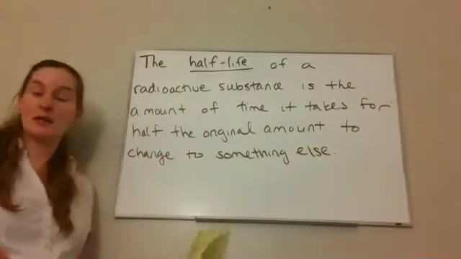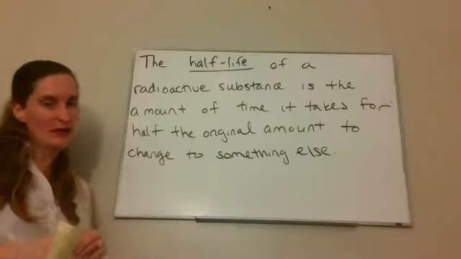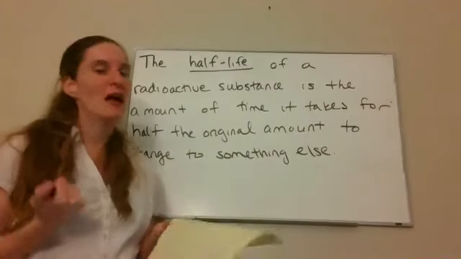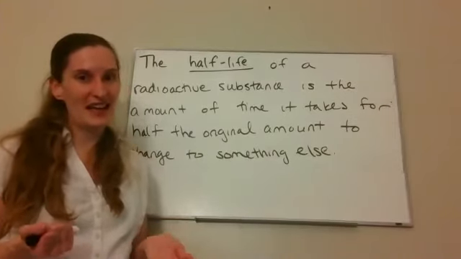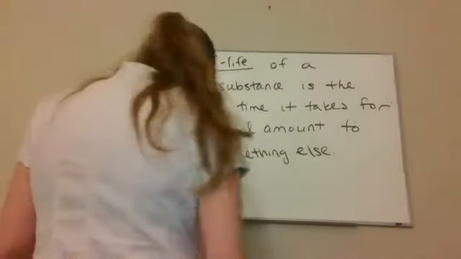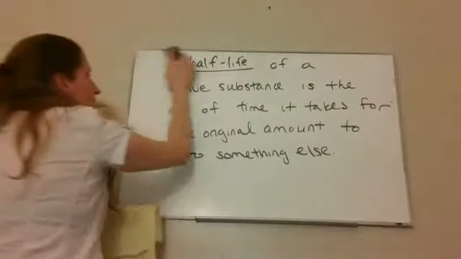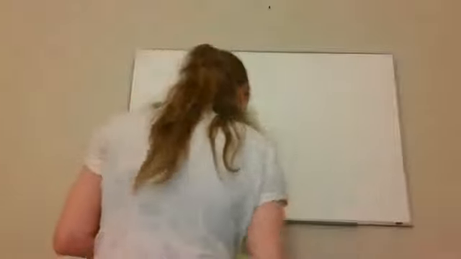Or how much time it takes for half of it to decay. So using the half-life and exponential functions is how we do carbon dating. So figuring out how old various things are based on the amount of carbon that has decayed. So this has a lot of applications in the sciences. Let's do an example with half-life.